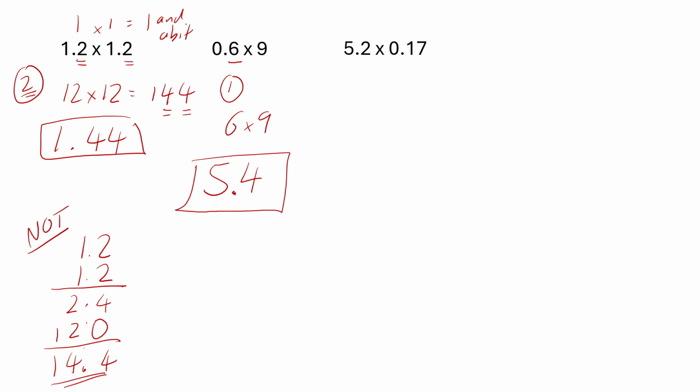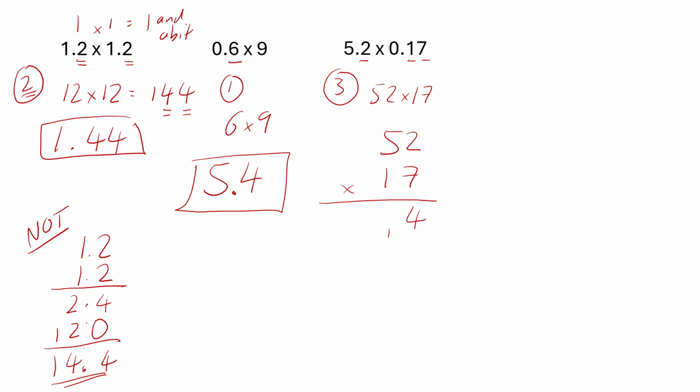So more complicated now, 5.2 times 0.17. So this time I'm going to count my decimal places. I've got 1, 2, 3 there. So 3 decimals in a question means I'm going to have 3 decimals in my answer. The sum I'm going to do is 52 times 17. And I'm going to set that out like a long multiplication, again putting the bigger number on top and the smaller number underneath.